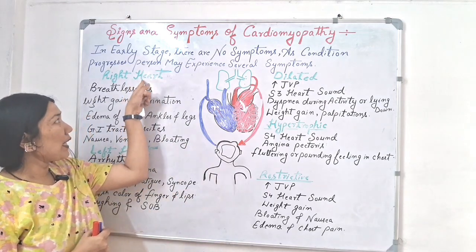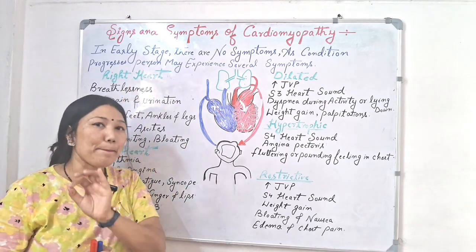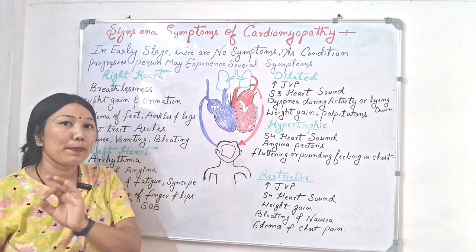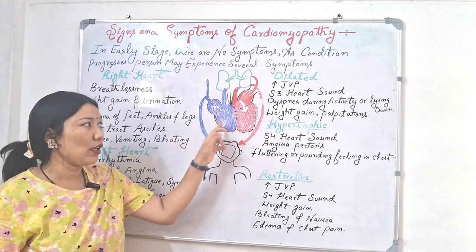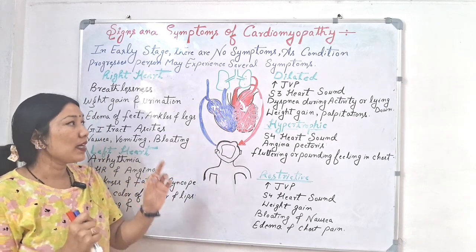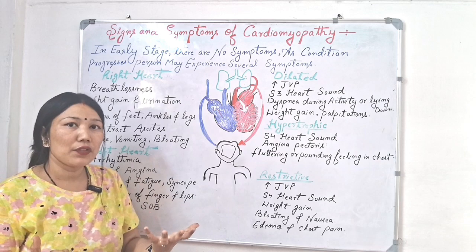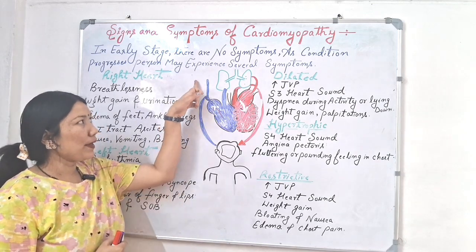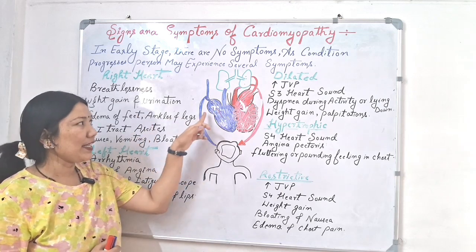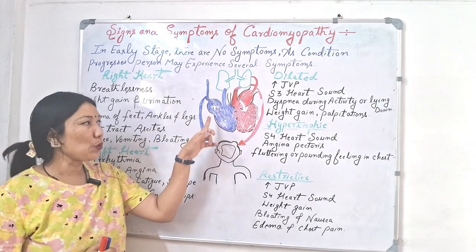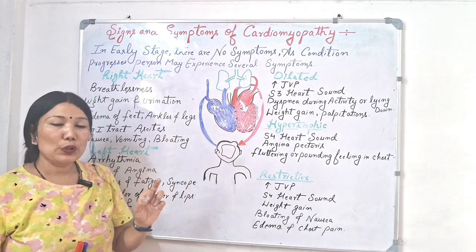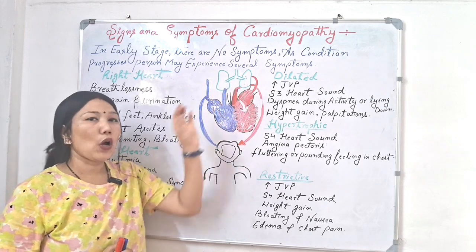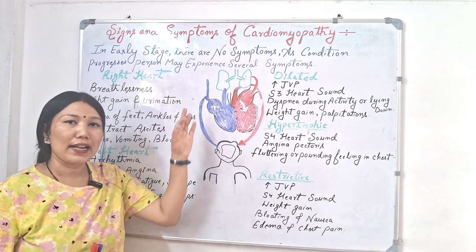So what will happen if cardiomyopathy happens in the right heart? If there is some disease condition in the muscles of the right side. Before discussing the signs and symptoms, let's start with the function of this right side. From the inferior and superior vena cava, the blood comes into the right atrium, and from the right atrium it goes into the right ventricle, and through the contraction force, through the systolic process, it goes into our lungs for oxygenation. This is the function of our right side.